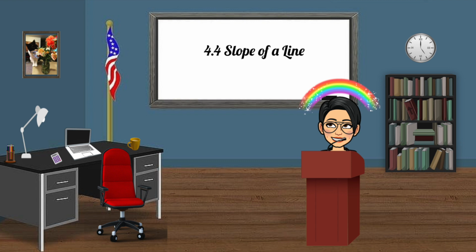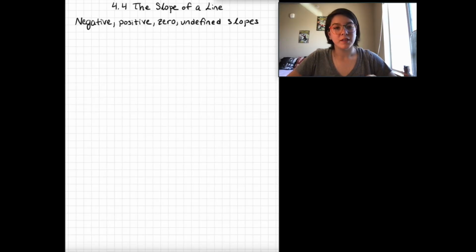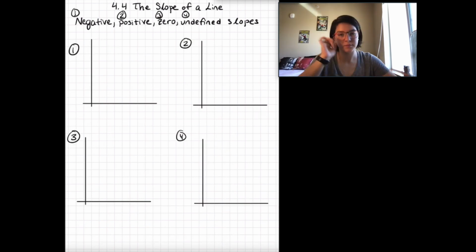Hey everyone, today we're going to be doing 4.4, looking at the slope of a line and how to calculate it. When we talk about slope of a line, we're talking about the steepness of the line. So there's four ways that this can happen. We can either have a negative slope, a positive slope, a zero slope, or an undefined slope. So let's look at what each of those look like.